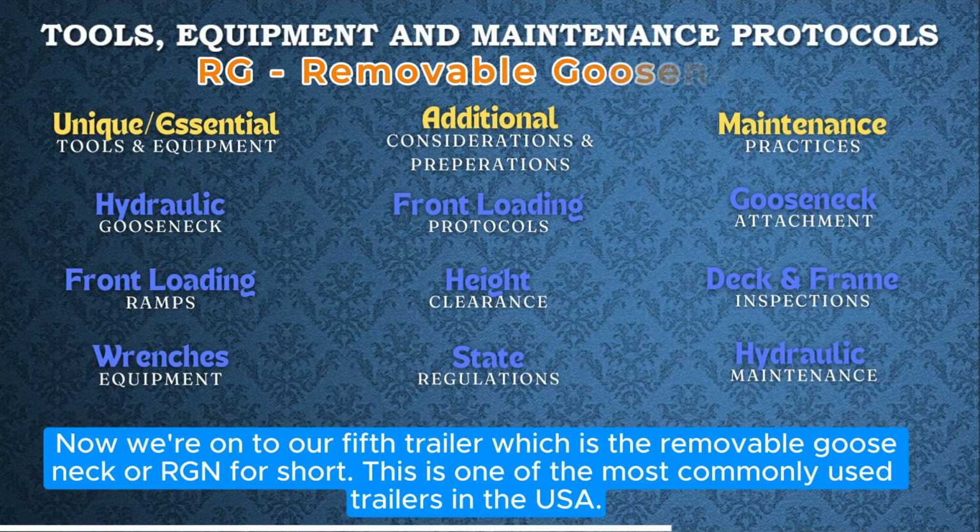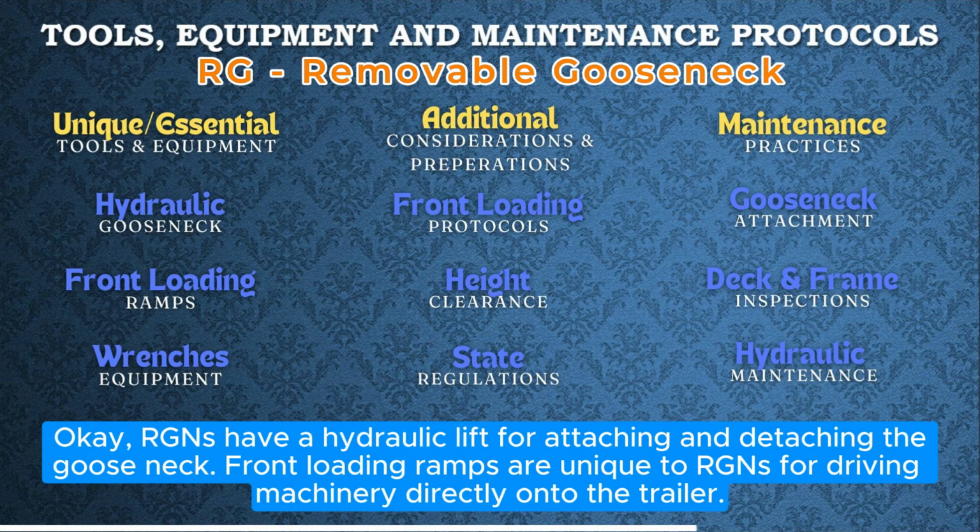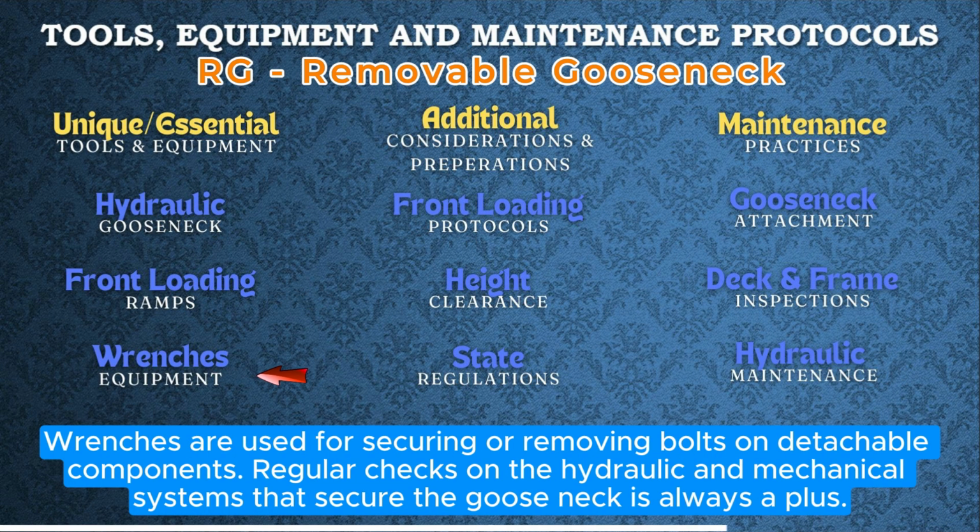Now we're on to our fifth trailer, which is the removable gooseneck, or RGN for short. This is one of the most commonly used trailers in the USA. RGNs have a hydraulic lift for attaching and detaching the gooseneck. Front-loading ramps are unique to RGNs for driving machinery directly onto the trailer. Wrenches are used for securing or removing bolts on detachable components.